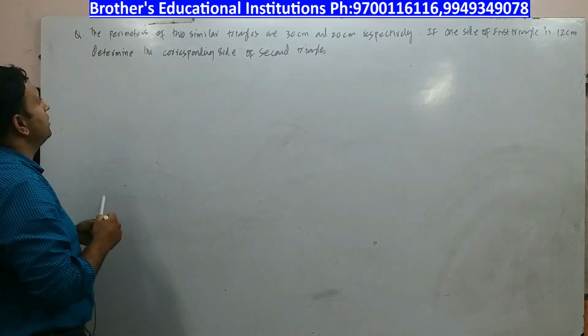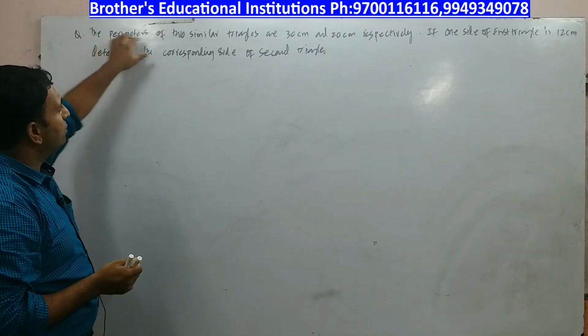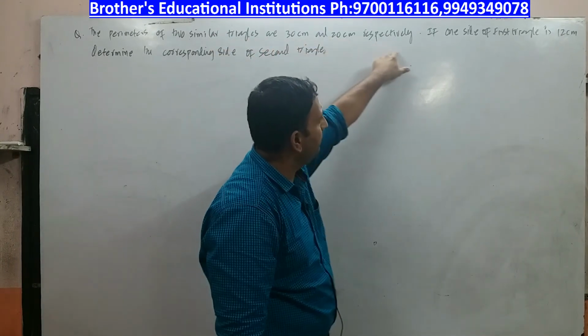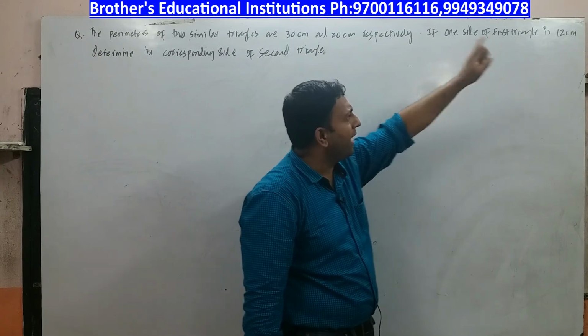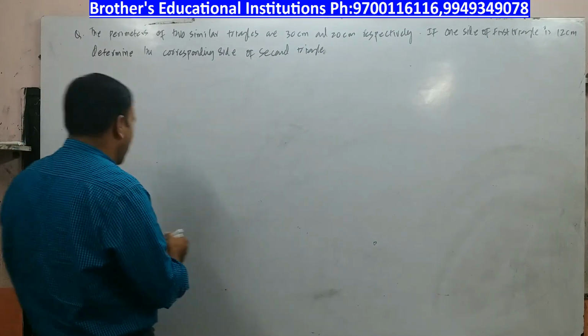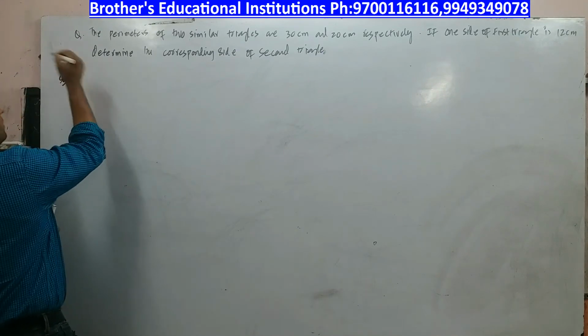Yes. The next question is interesting again. The perimeters of two similar triangles are 30 centimeters and 20 centimeters respectively. If one side of the first triangle is 12 centimeters, determine the corresponding side of the second triangle. How am I going to proceed? Try to understand. Solution.